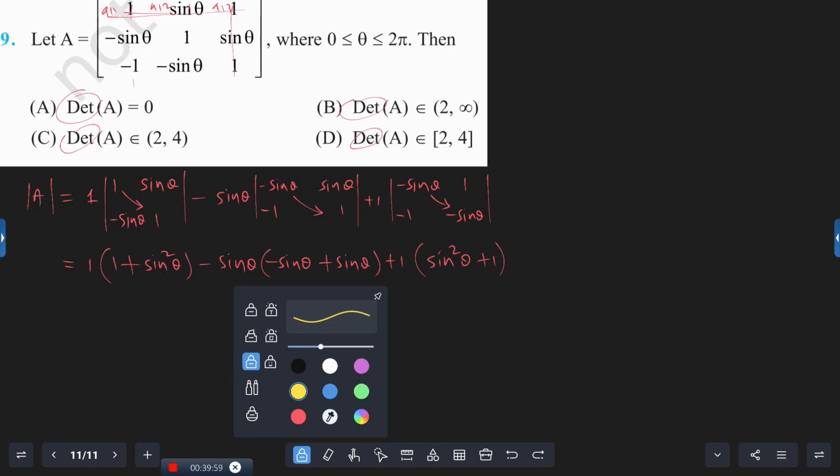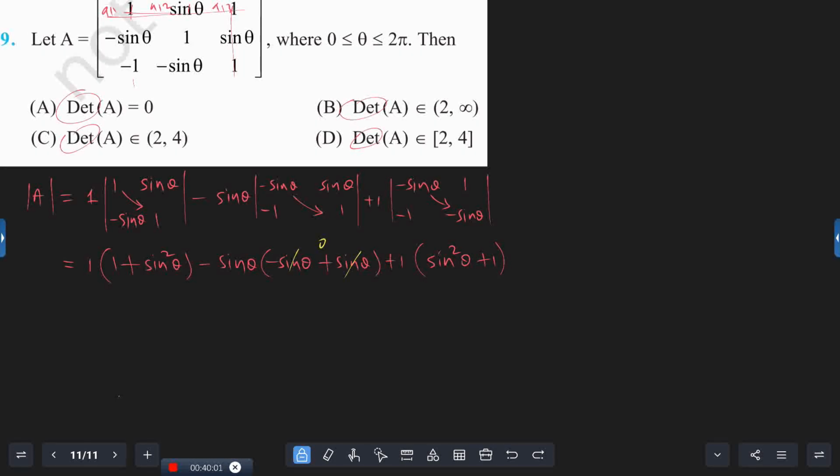So you can notice that here minus and plus will be 0. So 0 into anything, the middle term will be 0. So 1 plus sin square theta, and there is one more sin square plus 1. So 1 plus 1 is 2, sin square plus sin square is 2 sin square. So if you take 2 outside, 2 into 1 plus sin square. You want to find the determinant of A, and this is the answer.